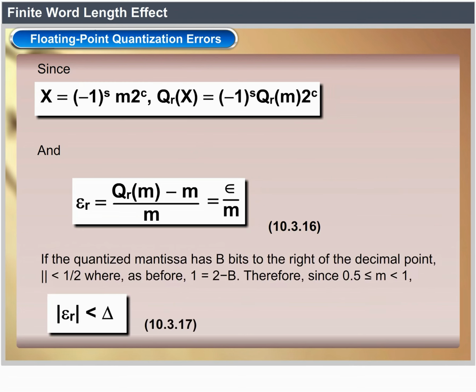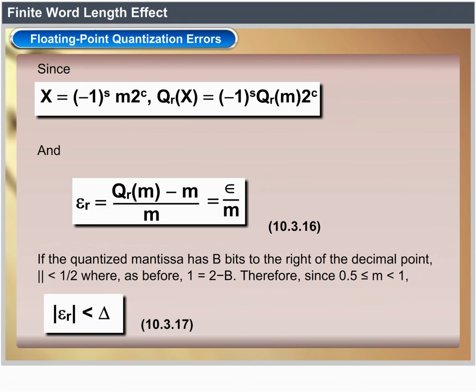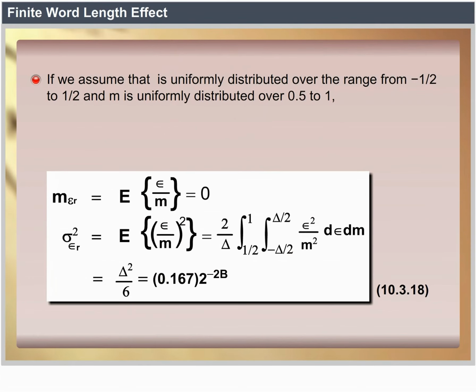If the quantized mantissa has b bits to the right of the binary point, |epsilon| is less than 1/2 delta, where as before delta = 2^-b. Therefore, since 0.5 <= m < 1, |epsilon_r| < delta, called equation 10.3.17.